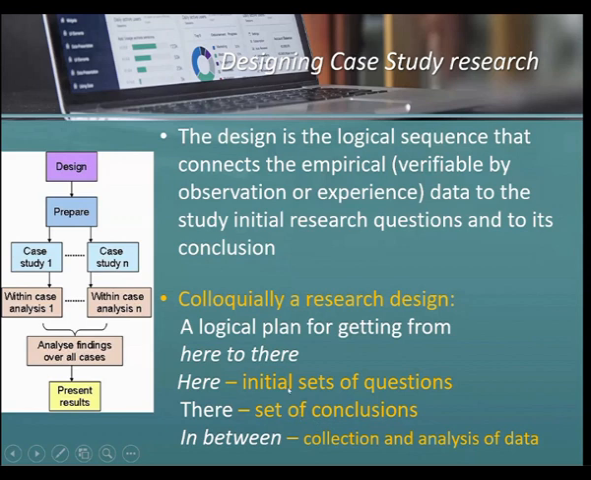So you want to get from answering questions to the set of conclusions answering those questions, and in between is the collection and analysis of your data. That is simply putting what research is all about. So for example, you design the research methodology and prepare the questions, how to execute the research design, and then you can have one case study or two case studies. The analysis of both case studies should use the same method of analysis, and then you analyze the findings over the cases and present the results.